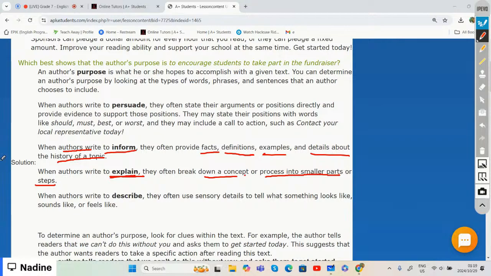And then also lastly, we see that authors write to describe something. They write to describe certain things. And when they write to describe, remember, when things are more descriptive, then we need to explain things in detail. So when authors write to describe, they often use sensory details to tell you what something looks like, what something sounds like, what something feels like. And that is why I'm saying describe, you need to be descriptive. You need to give us a descriptive idea of whatever is going on.